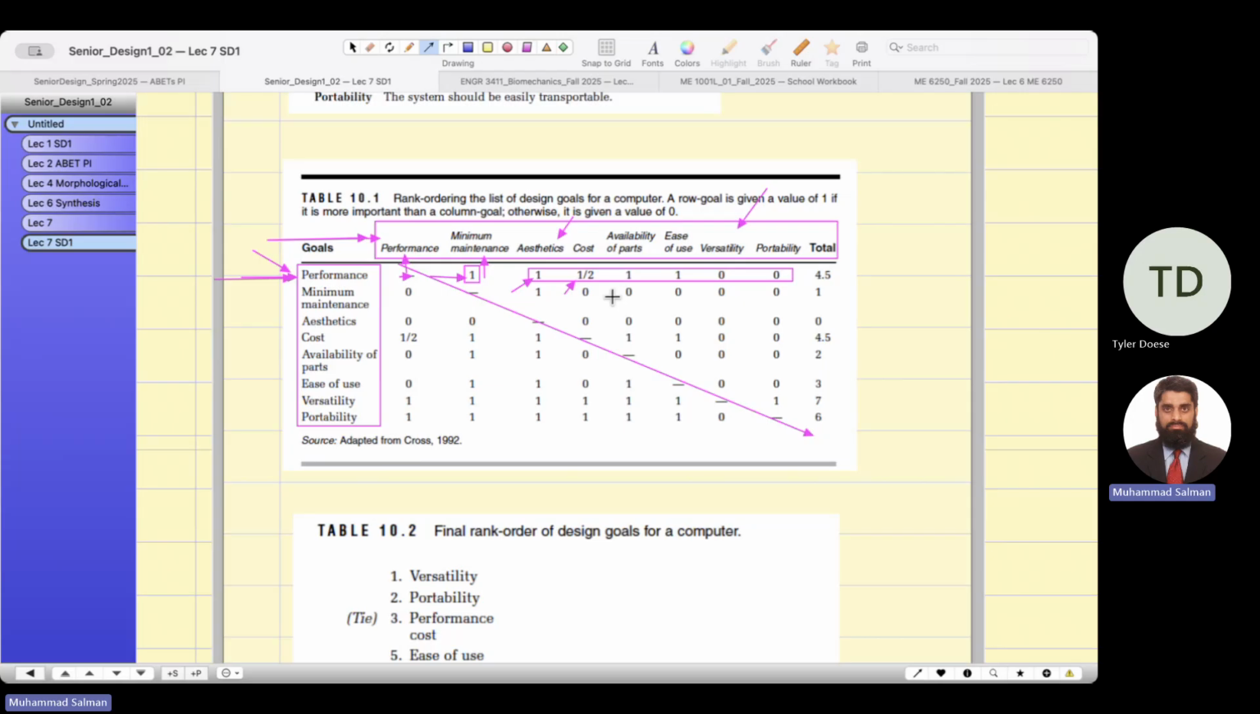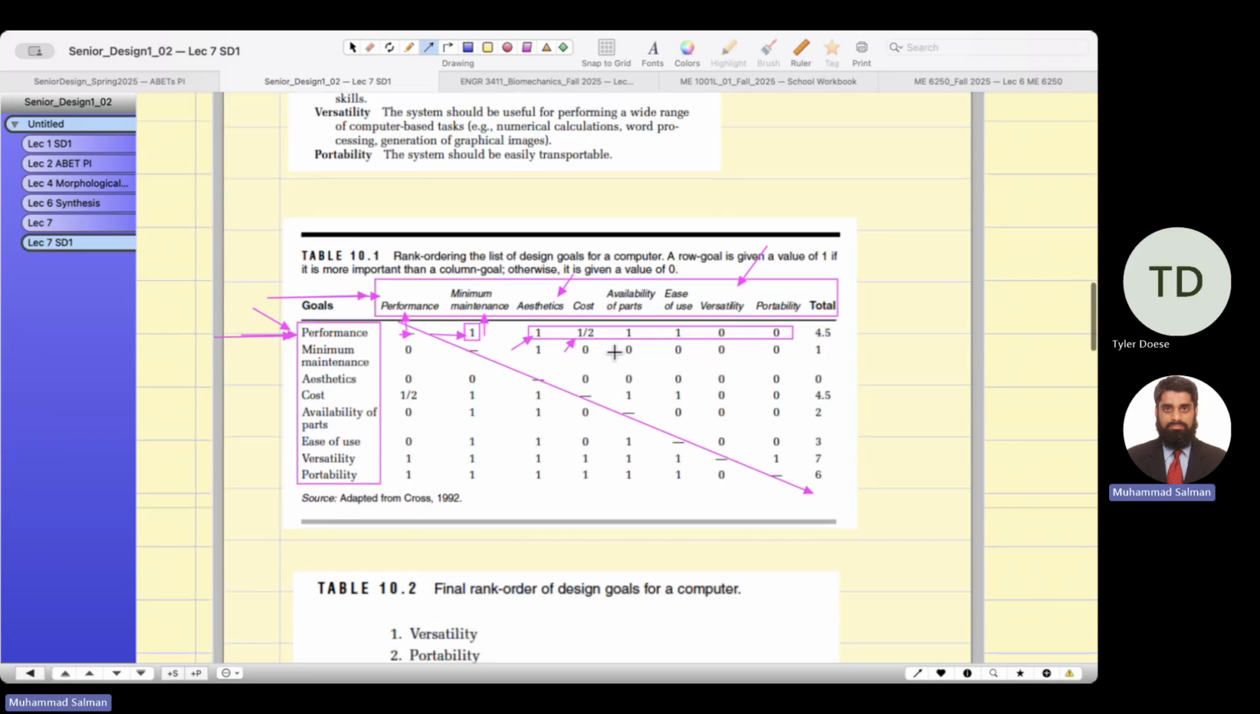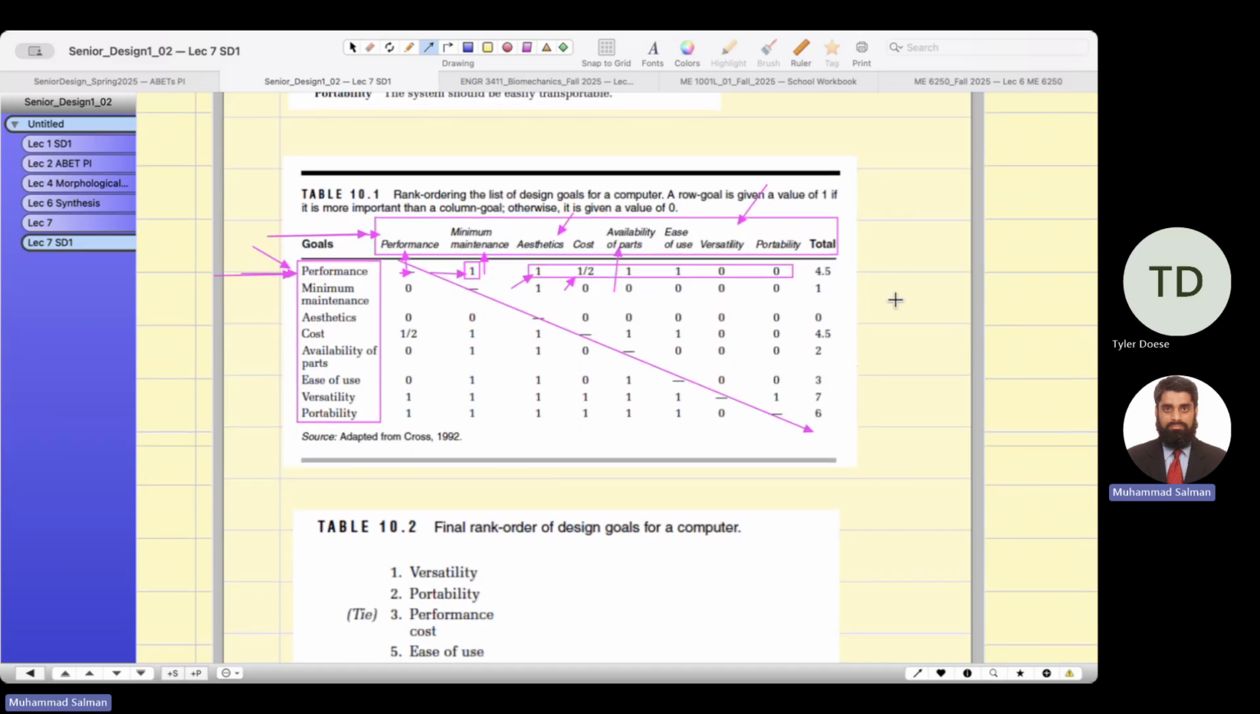And performance versus availability of parts. Since Tyler mentioned earlier that we are not going to open, disassemble, or repair it, we are just using it for maybe a few years, then we will replace it. So we will not be doing much maintenance. So performance is still the higher priority goal as compared to the availability of parts. Ease of use, performance is still important.